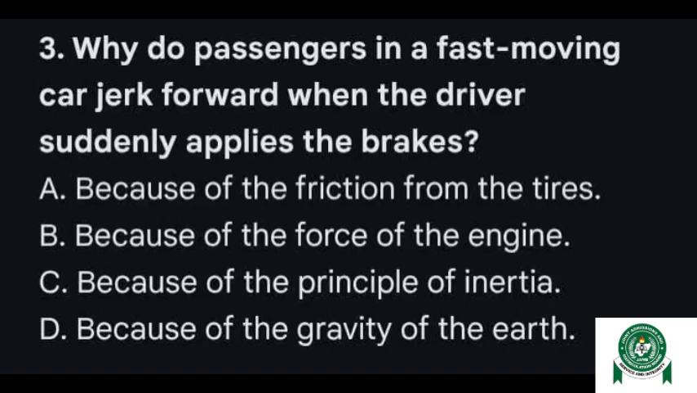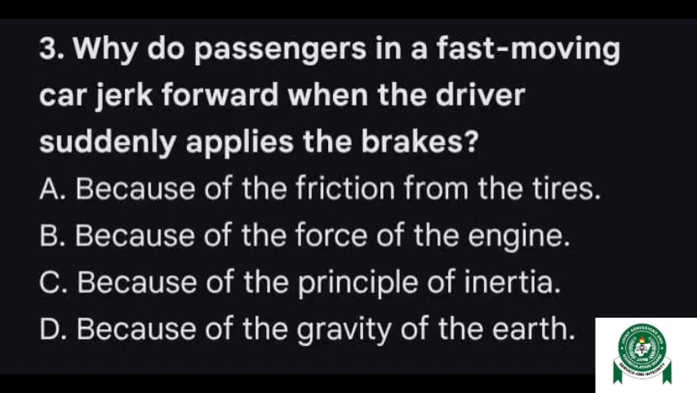The correct answer here is option C, because of the principle of inertia. Now, what is inertia? Inertia is the property of matter that makes it lazy. It is the first law of Newton, also known as the law of inertia. It states that an object at rest will remain at rest, and an object in motion will continue at a constant velocity unless an external force acts upon it. Inertia is the tendency of an object to resist changes in its state of motion. That's what inertia is all about.